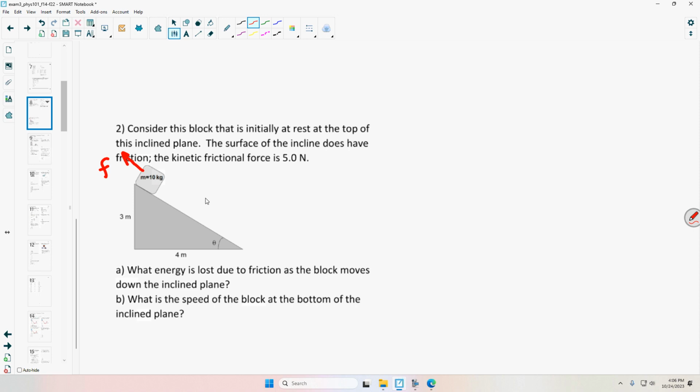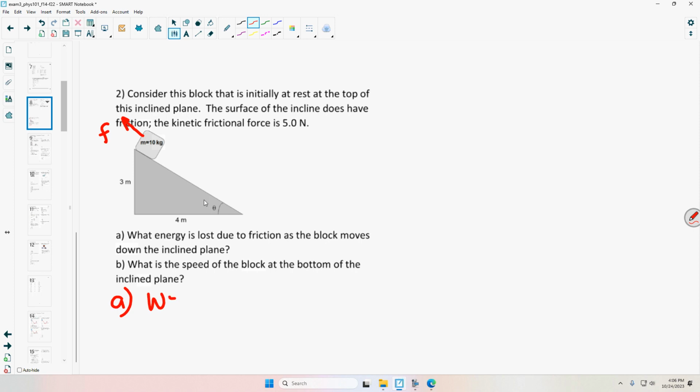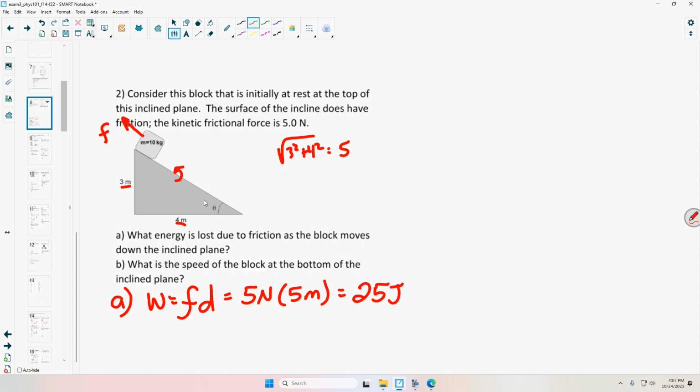The energy that's lost due to friction as it moves down the inclined plane for part A, well, that work is equal to the frictional force times the displacement. This is a 3, 4, what kind of triangle? 5, so that's 5 meters. So square root of 3 squared plus 4 squared, that's equal to 5. But you're probably going to see a 3, 4, 5 triangle on the test, just know it. The frictional force is 5 newtons times the displacement of 5 meters. So that means I lose 25 joules of energy. That's due to the friction. It takes away 25 joules of energy.